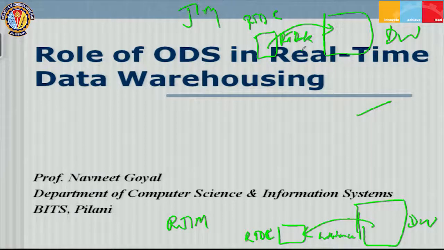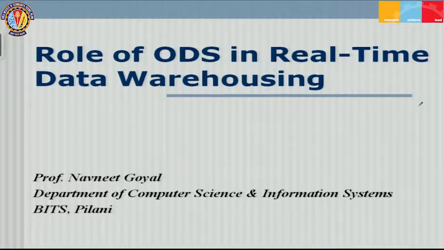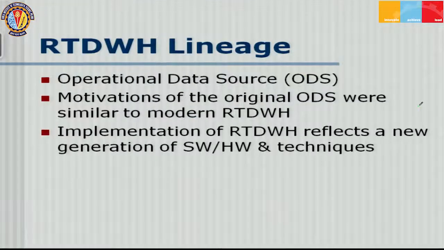We are now into the last lecture on module number 10, which is on real-time data warehousing. In this lecture I am going to talk about the role of ODS. If you remember, while discussing architectural components of a data warehouse, we have already talked about ODS. So I'm not going to discuss ODS in detail again, but whatever features or characteristics of ODS are required, I have put that in the slides. So let me begin this discussion.